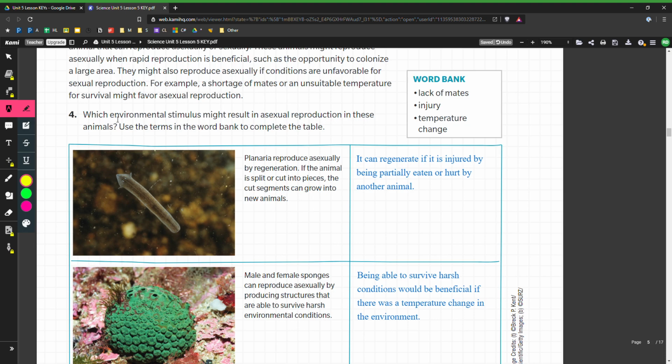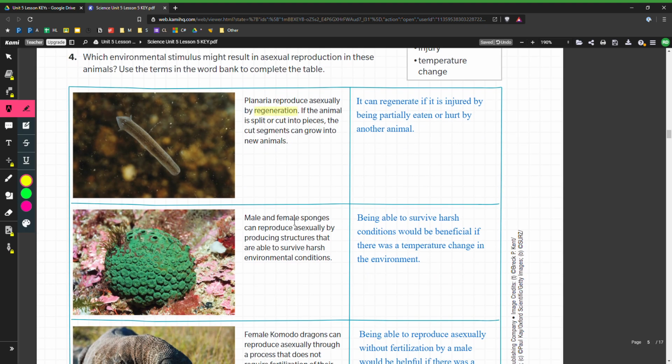This question asks what environmental stimulus might result in asexual reproduction in these animals. And then it gives you some words and things to think about. So these can reproduce by regeneration. If it's split or cut into pieces, it can grow into new animals. That's super helpful because if it gets injured, then it could reproduce itself that way. If something comes and bites it in half, it can split into two new organisms. The sponge can reproduce asexually by producing structures that are able to survive harsh environmental conditions.